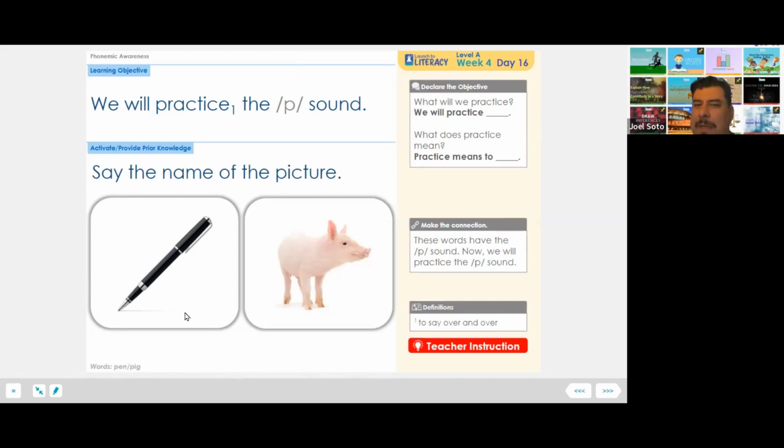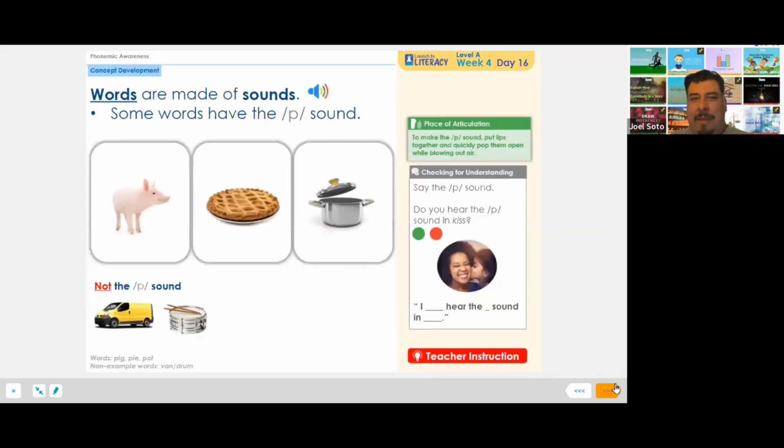Pin. Do you hear the P sound in pin? You model your thinking, right? I do hear the P sound in pin. Model your thinking. Once again, the framework's here for you. We go to the big idea, the concept development, the aha moment that we have. We also put this here. P. And I'm saying right now we read everything together.